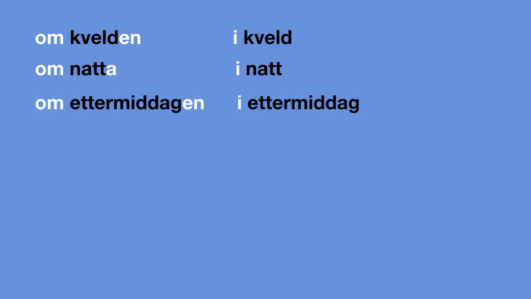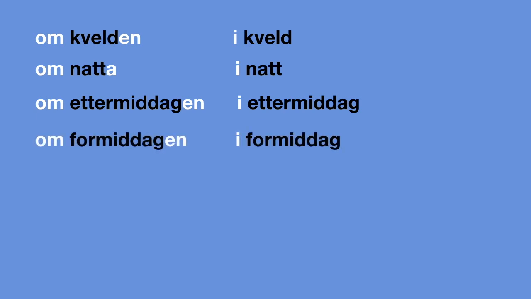Yeah. So let us now compare time expressions so that you see them more clearly. Om kvelden, i kveld. So, om kvelden, in the evening, in the evenings, regularly, but not this particular evening. I kveld is only tonight. Om natta, i natt. Om natta is at night, usually at night, normally at night. I natt, this particular night. Om ettermiddagen, i ettermiddag. Well, the same logic. Om formiddagen, i formiddag.